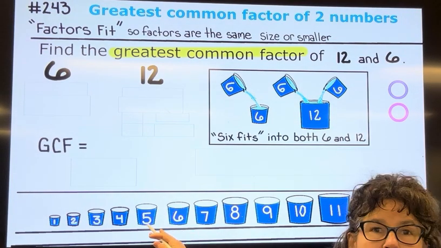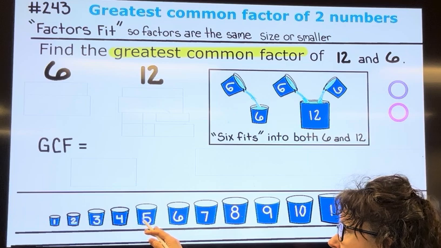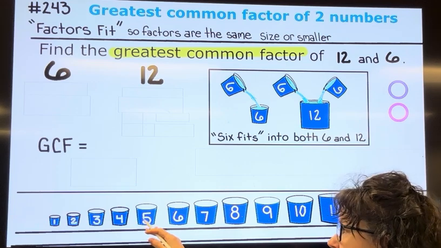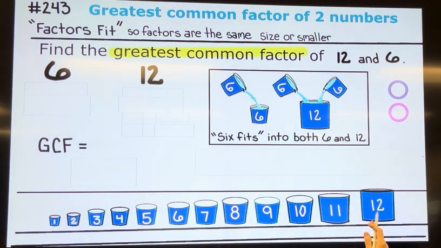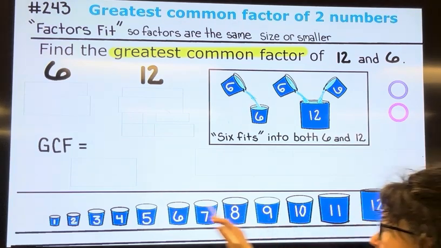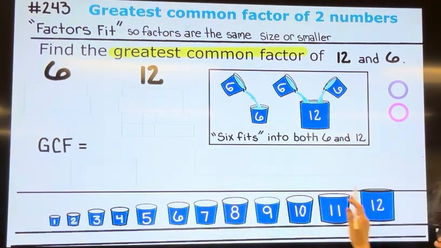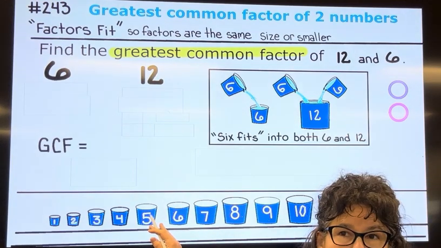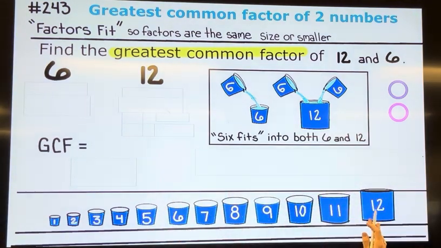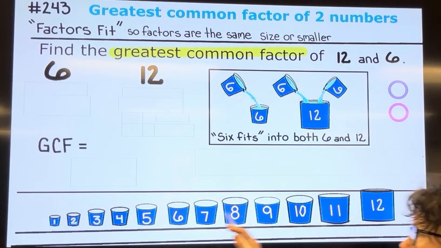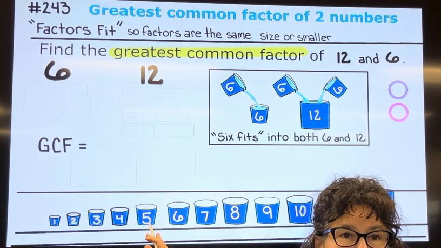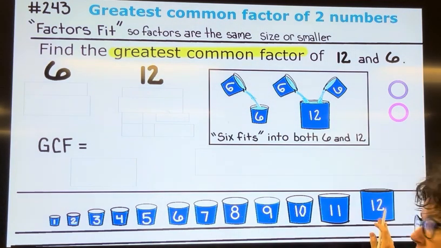But if I grab, say, a 5 cup, if I take the 5 and I fill it up to the top and I dump it into the 12, I'm up to 5. I fill it up to the top, I dump it in, I'm up to 10. I fill up the cup of 5 and dump it in, and it spills over. Because 5, 10, 15. So 5 doesn't fit. In other words, 5 is not a factor of 12.